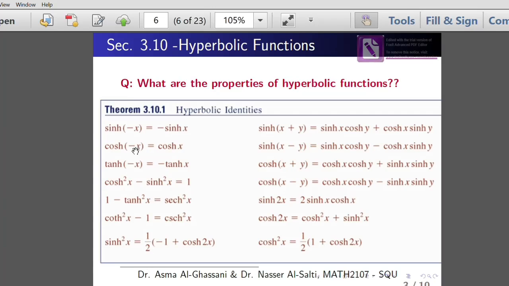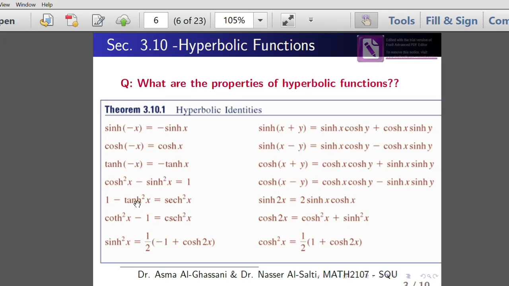It looks like the cosine function, because the cosine function is also an even function. For the hyperbolic tan, the hyperbolic tan of minus x is equal to minus hyperbolic tan of x, so the hyperbolic tan is an odd function. Also, you need to know that cosh squared minus sinh squared is equal to 1. For cosine and sine, we have cosine squared plus sine squared equal to 1, but for the hyperbolic, the hyperbolic cosine squared minus the hyperbolic sine squared is 1. So you need to distinguish here, we have a negative sign.